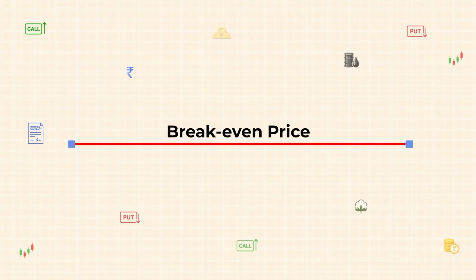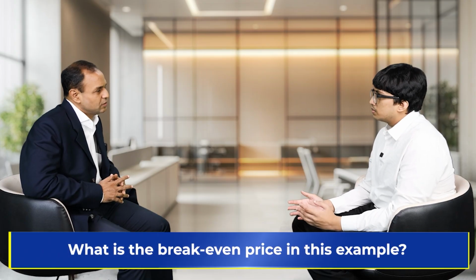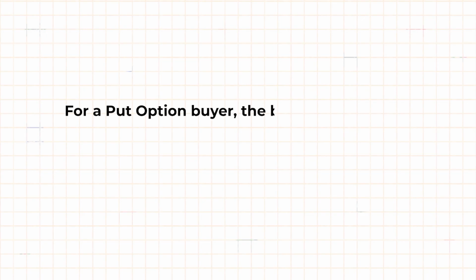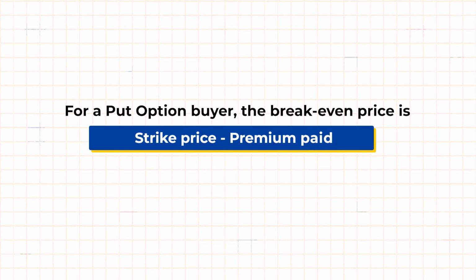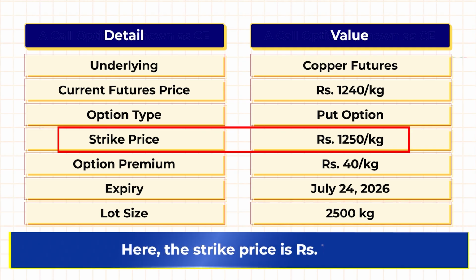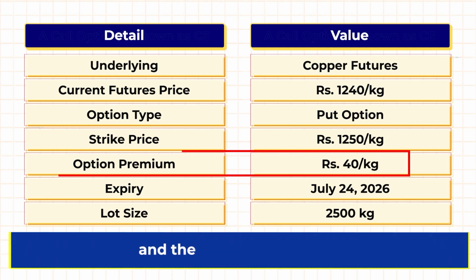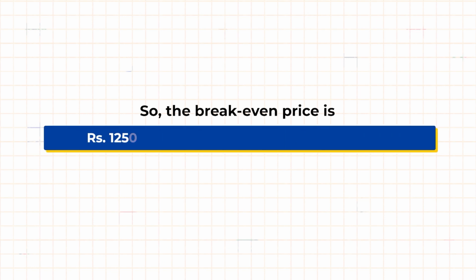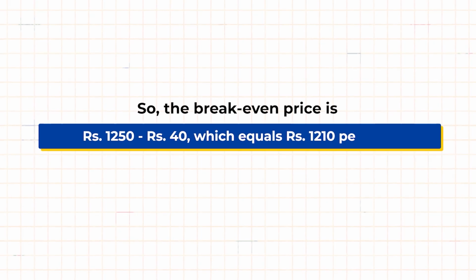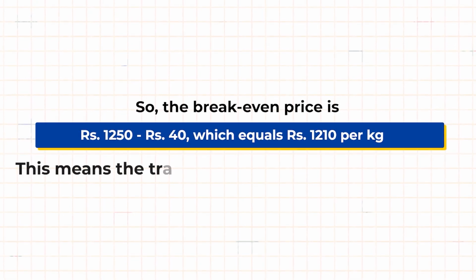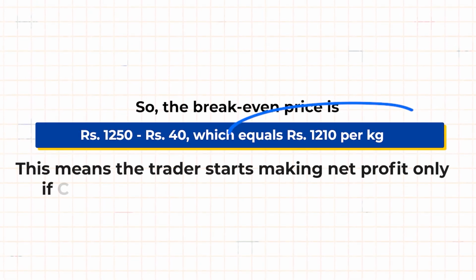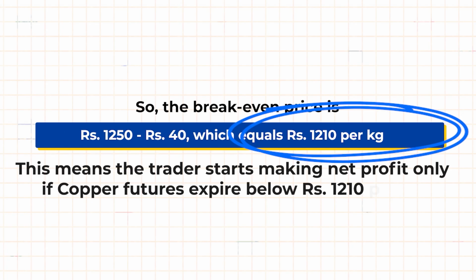Break-even price. What is the break-even price in this example? For a put option buyer, the break-even price is strike price minus premium paid. Here the strike price is Rs 1250 and the premium is Rs 40. So the break-even price is 1250 minus 40, which equals Rs 1210 per kg. This means the trader starts making net profit only if copper futures expire below Rs 1210 per kg.